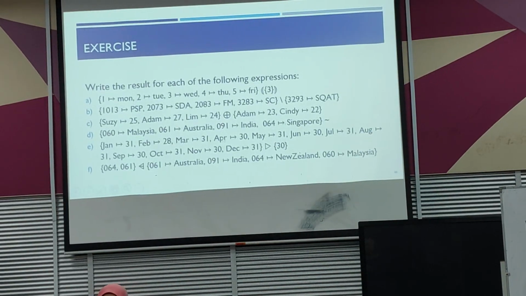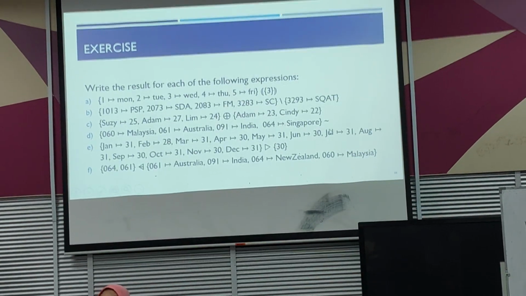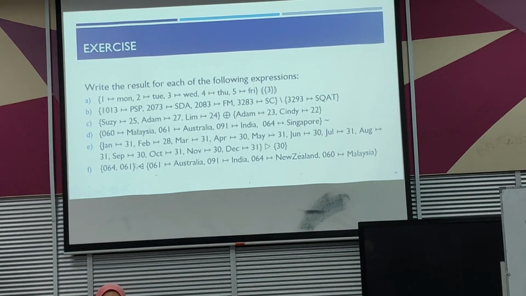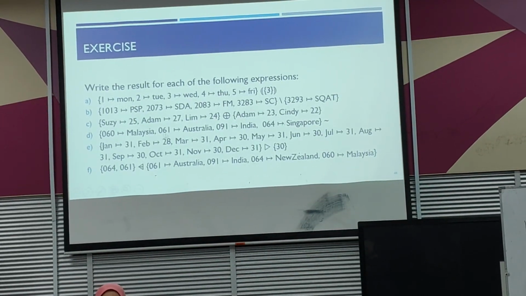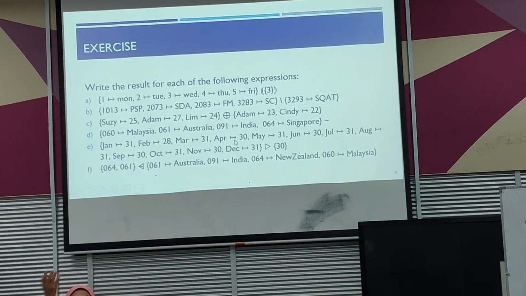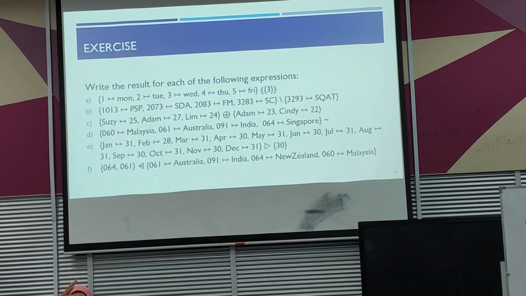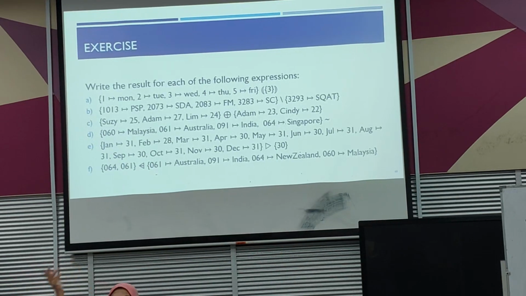Okay, here is inverse. Inverse means swap. So Malaysia 060, Australia 061, India 091, Singapore 064. It is reversed, so the domain will be the country. 060 is our code, right? So that will be the range data.